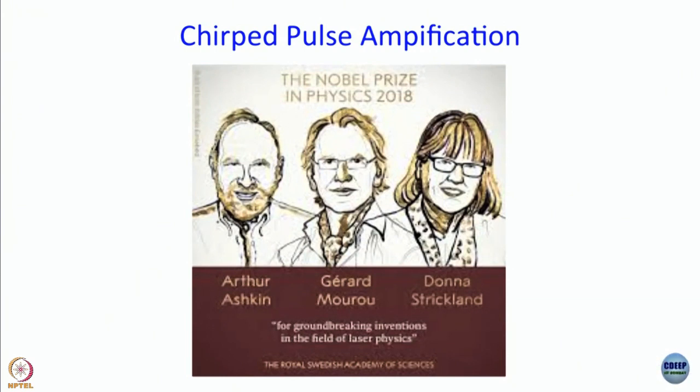Know these people? Arthur Ashkin, Gerard Mourou, Donna Strickland. The names ring a bell. Who are they? They got the Nobel Prize, right? When? Last year, 2018. Nobel Prize in Physics. It was split into two. Half of it went to Arthur Ashkin. What did Ashkin get it for? He got it for something called laser tweezers, micromanipulation. And Mourou and Strickland got it for chirped pulse amplification, a technology that is used in all ultrafast labs worldwide now. And that is based on what we have discussed so far.